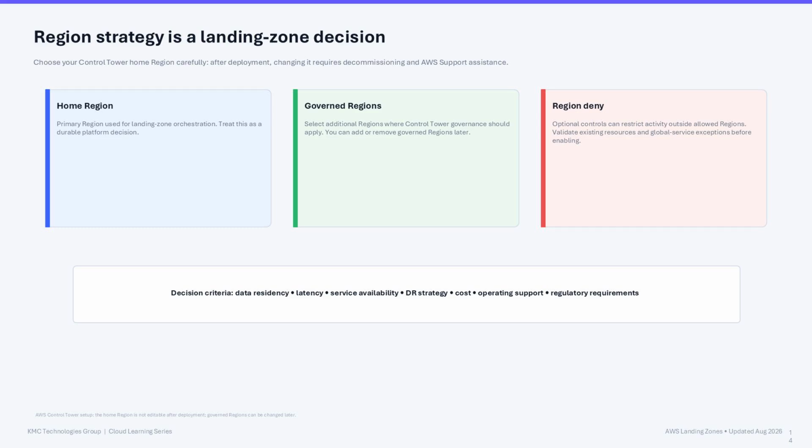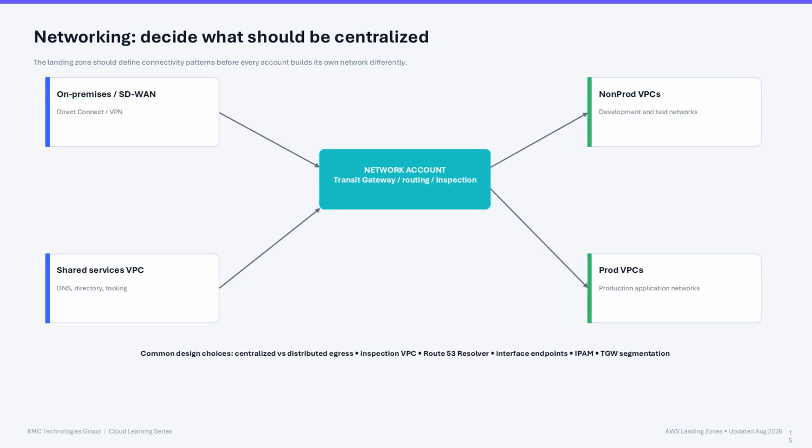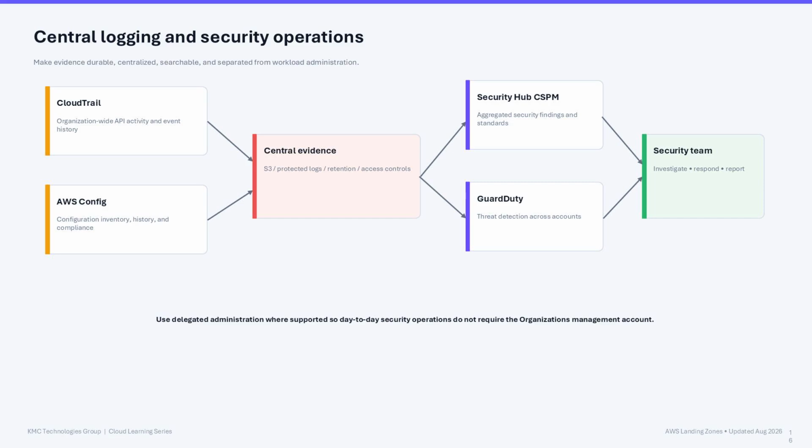Networking is one of the most consequential landing zone design areas. Many enterprises place transit gateway, routing, DNS, centralized egress, inspection, or shared endpoints in infrastructure accounts. Workload accounts then attach their VPCs to approved patterns. The exact design can be centralized or distributed, but the landing zone should define the pattern before dozens of application teams invent different approaches.